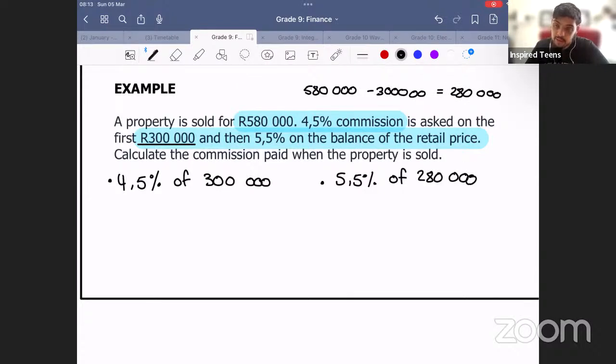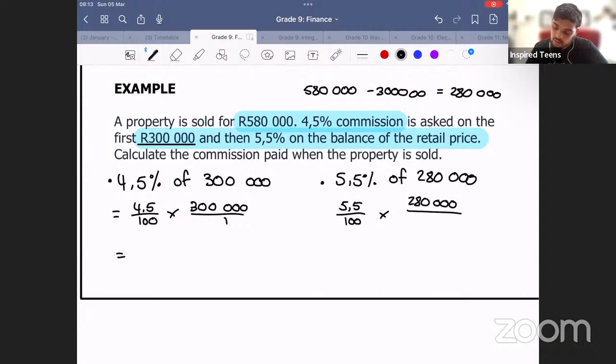Now remember, we just do percentage calculations. In this case, it's going to be like 4 over 100, or you can just put the percentage sign in your calculator, times 300,000 over 1. Same with here: 5.5 over 100 times, of means times, 280,000 over 1. And you do these calculations.